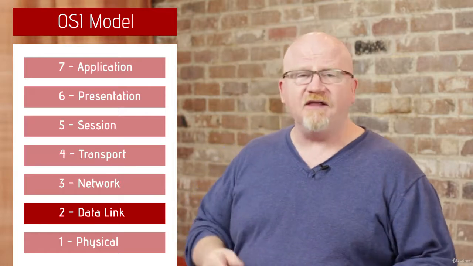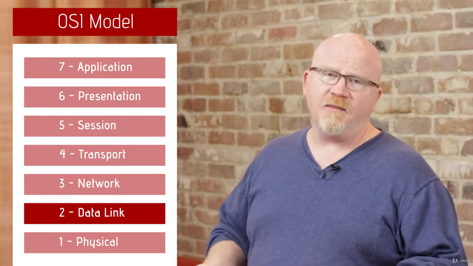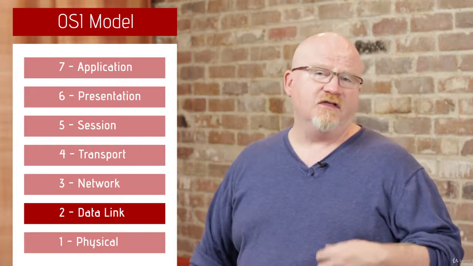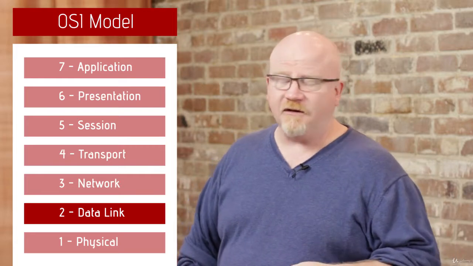Now, coming up from that is the data link layer. The data link layer is a little bit more important. Basically, anything that works with a MAC address works at the data link layer. So when we're talking about data link, we start talking about things like the network cards themselves, switches, things like that.